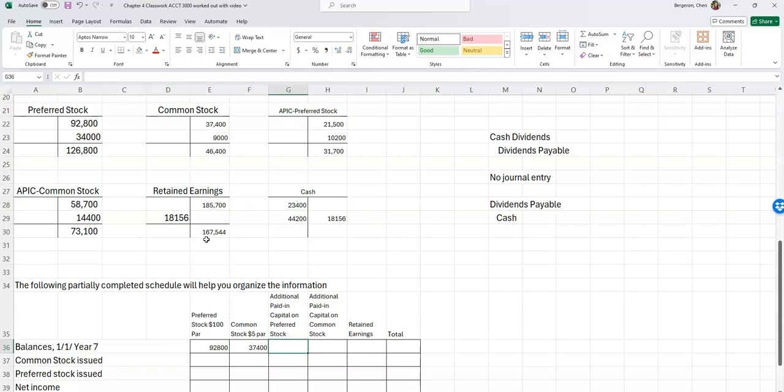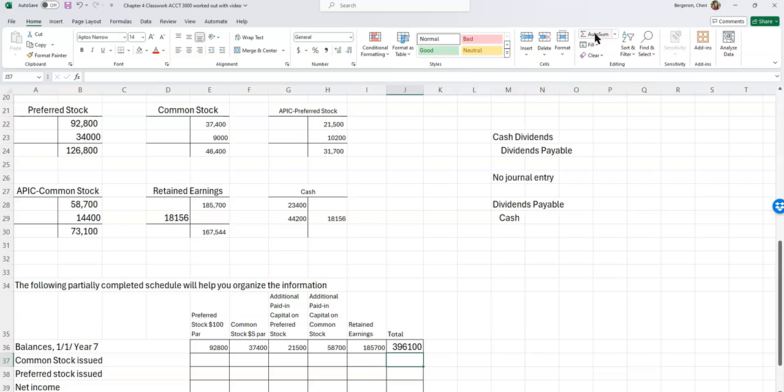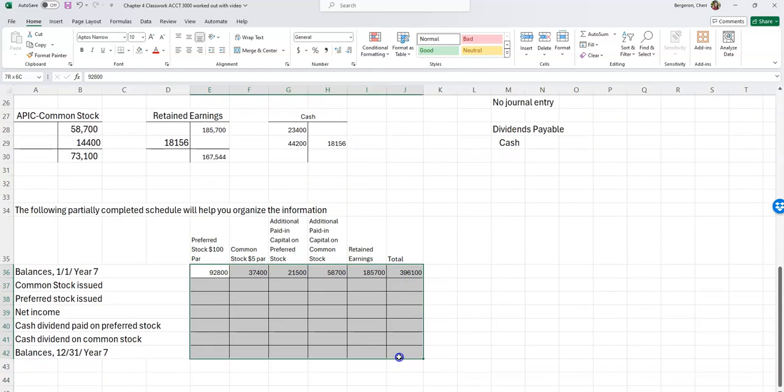Additional paid in capital for preferred stock started off with 21.5. Additional paid in capital on common stock started off with 58.7. Retained earnings started off with 185,700. And when we total that across, we get 396,100. I'm going to add some commas in here so that everything is easier to read. And then you have to know what we did. You have to know those journal entries.